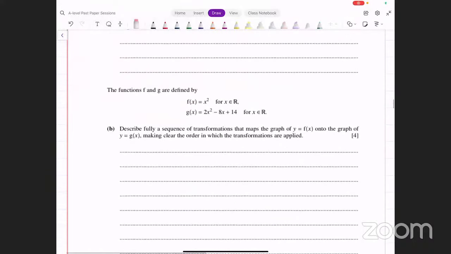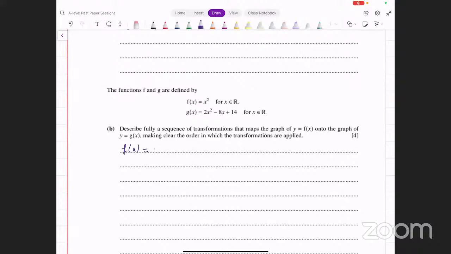Now it says describe fully a sequence of transformations that maps f of x onto the graph of g of x. f of x को map करना है g of x के ऊपर, making clear the order in which the transformations are applied. So the order is important. अच्छा, so let's write that down.